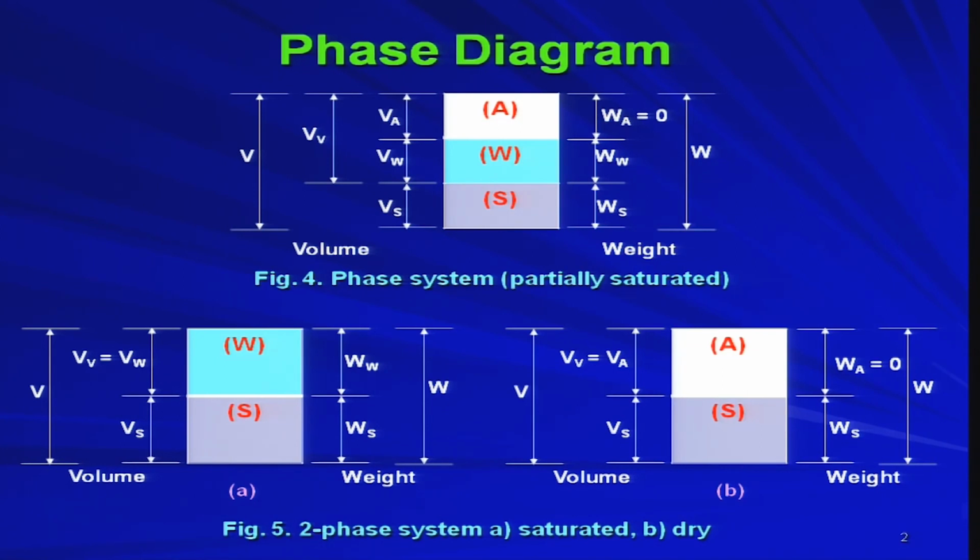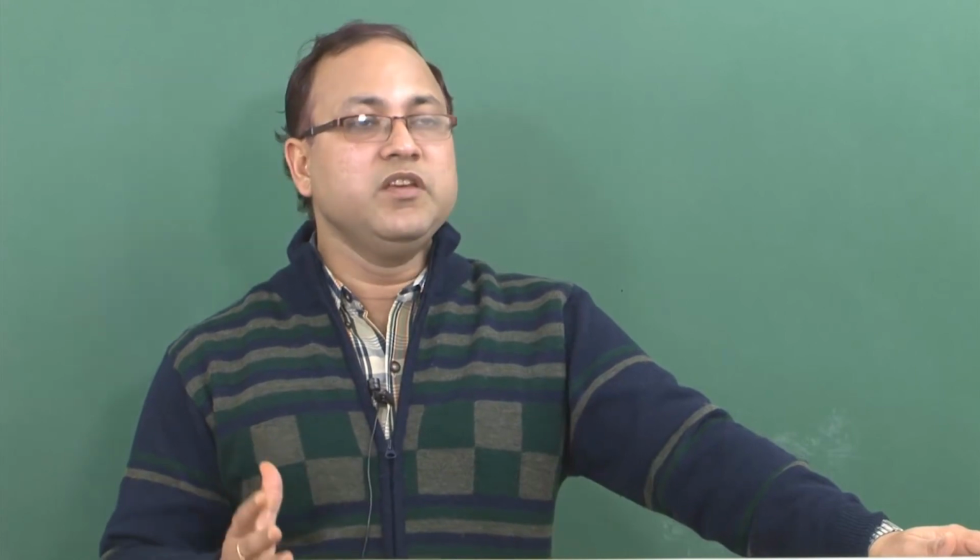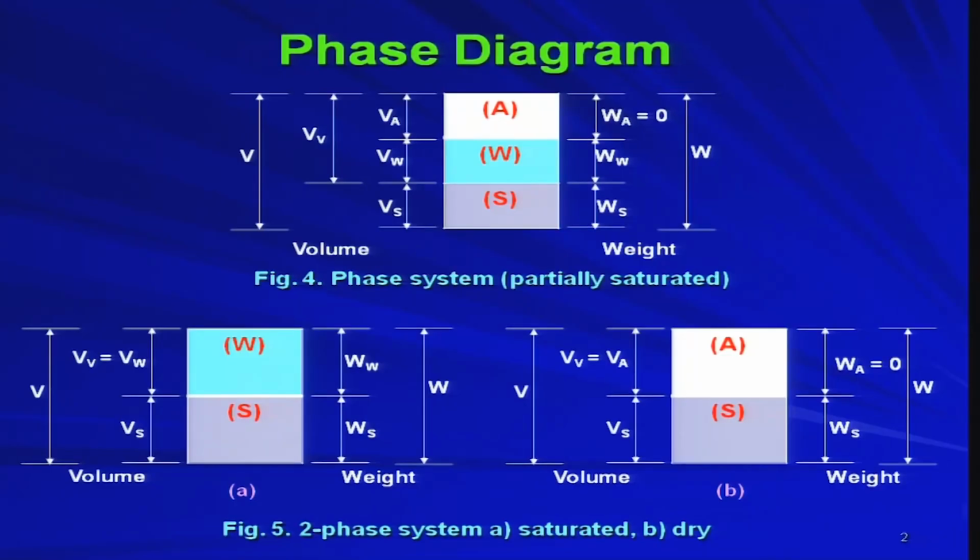Again, the void space, that is all pore spaces, will be occupied by air, because there is no water at all in this completely dry situation. So, Vv again will be equal to Va. If you understand this phase diagram, then we will be calculating different things to find out different properties as well as different definitions which will be required to understand the soil behavior.